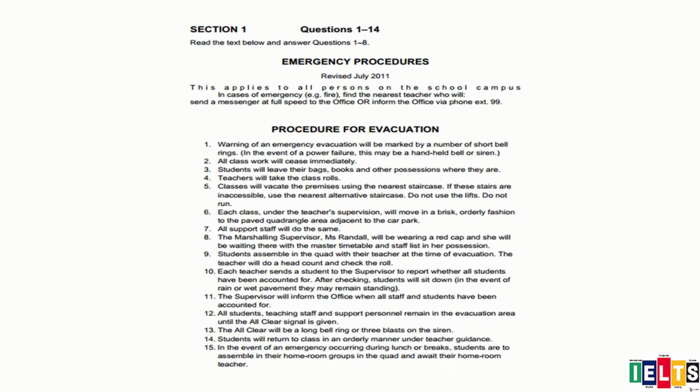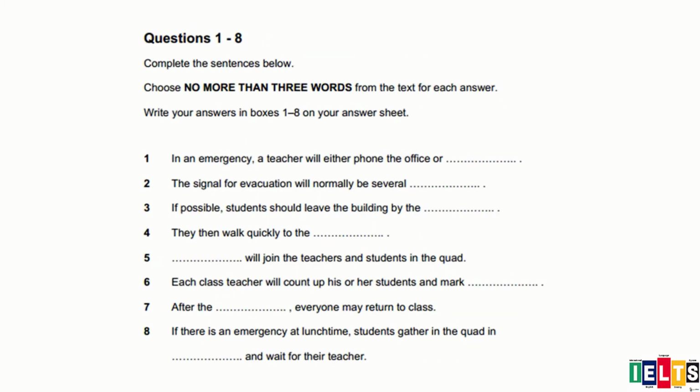So go back to the question paper and read the title of the first text. It's called Emergency Procedures, Procedure for Evacuation. Now go to the end of the text and look at questions 1 to 8. It says, complete the sentences below. Choose no more than 3 words from the text for each answer. Write your answers in boxes 1 to 8 on your answer sheet.